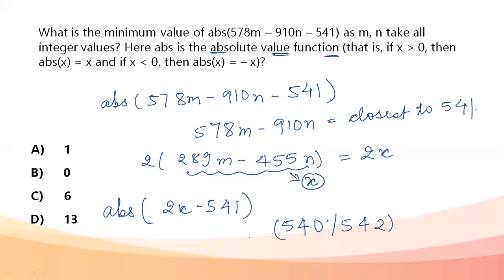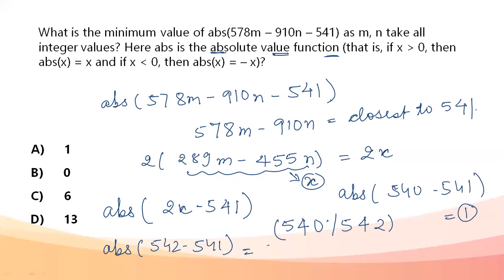If I take 540, then I have to find the absolute value of 540 minus 541. This will give me 1. Even if I take it as 542, this will be 542 minus 541. Both ways my minimum value is coming out to be 1 only. So my answer to this question is 1.